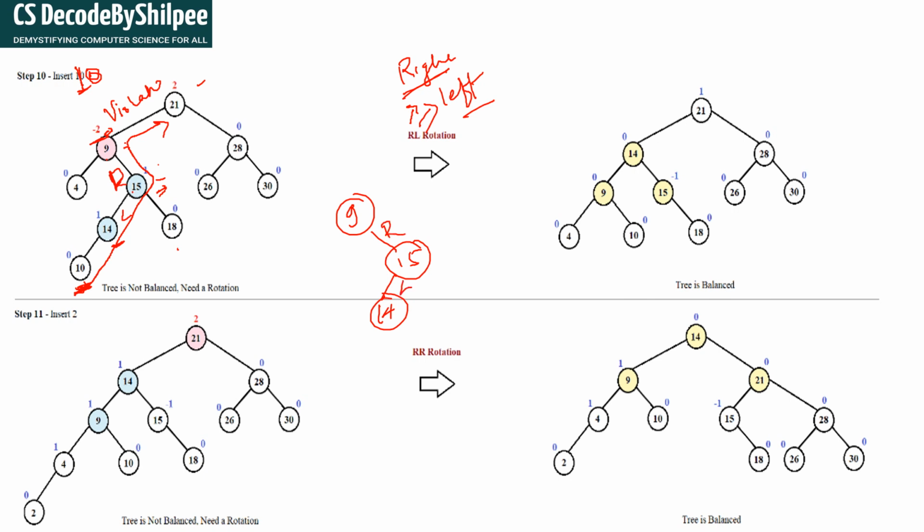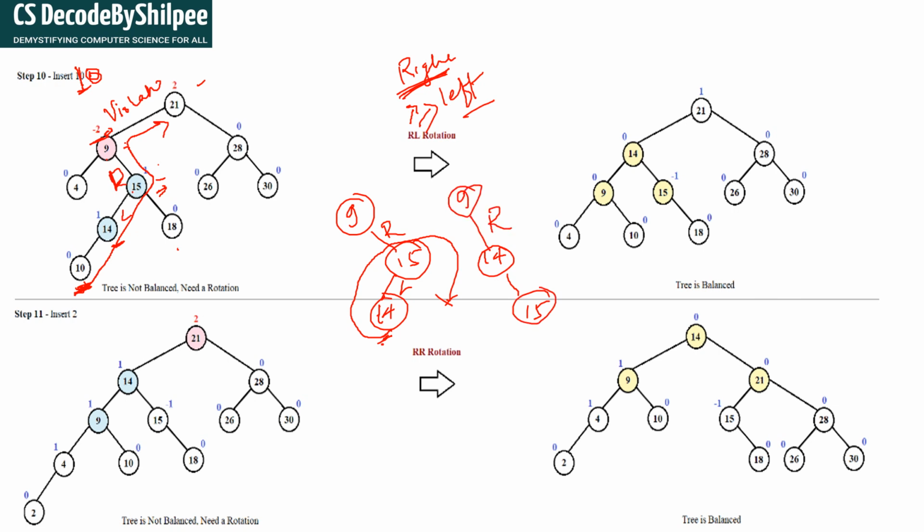R and L. So first you have to perform right rotation, and right rotation from the last node. So you have to take 14 and come to the right side. 14 will go up and 15 will come down, and that too on the right side, and 9 is as it is. Put it as it is.